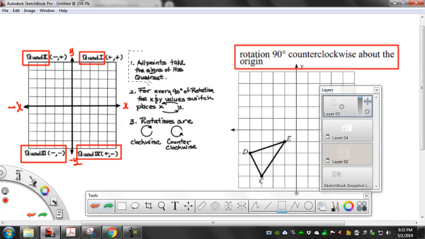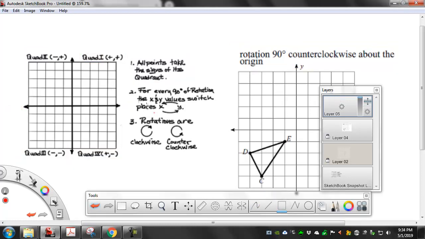So really, what does that mean? Well, first of all, when we do a rotation, rule number 1 is that all points take the signs of its quadrant. So if a point lies in a certain quadrant, make sure you label it correctly with the right signs. Now the second rule when you're doing a rotation is that for every 90 degrees of rotation, the x and y values switch places.